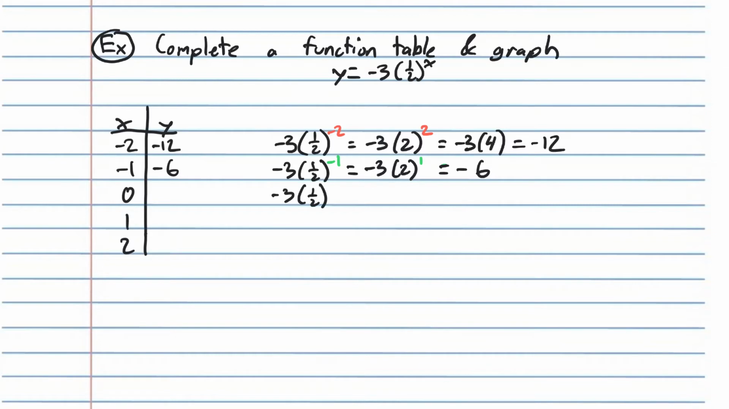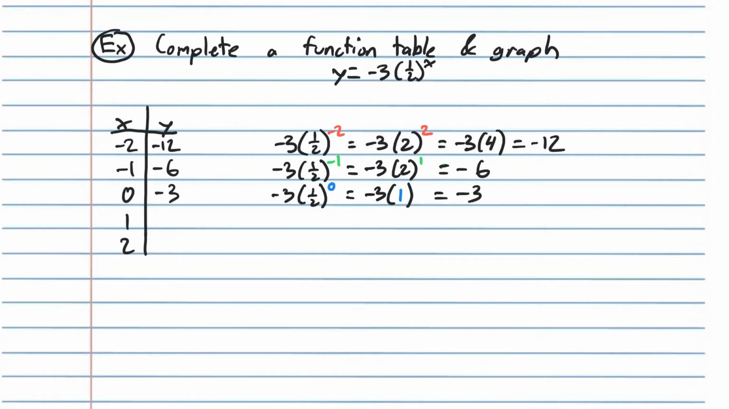So -3 times 1/2 to the power of 0. The reason why the 0 is the easiest is because if you remember, anything to the power of 0 is 1. So we're left with this. That negative 3 is still there, but now we're just multiplying it by 1, which means negative 3 times 1 is just negative 3.